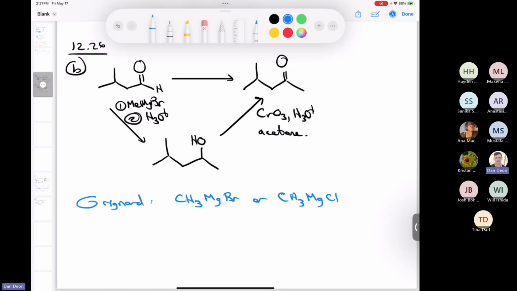The reason why it's usually these ones is because alkyl halides like methyl bromide and methyl chloride are abundant and cheap. Iodides are more expensive, so usually we buy the methyl magnesium bromide or methyl magnesium chloride. All right. There we go.